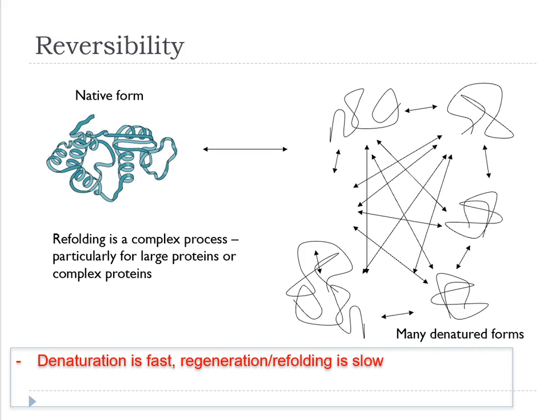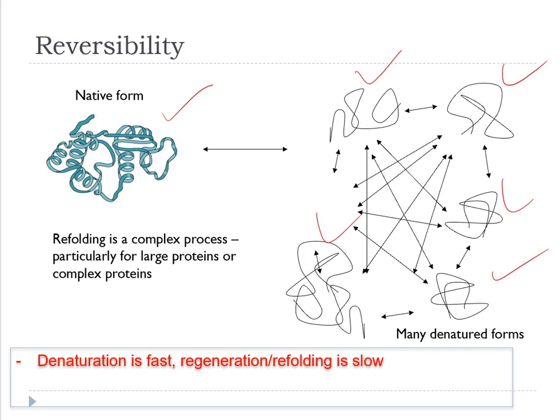But in practice, this regeneration, refolding can be difficult because the precise sequence of steps needed to fold the protein is hard to repeat. There is only one native state, but there could be many denatured states like this. So refolding is a complex process, especially for large proteins or complex structures. So there are conditions proteins cannot reverse.